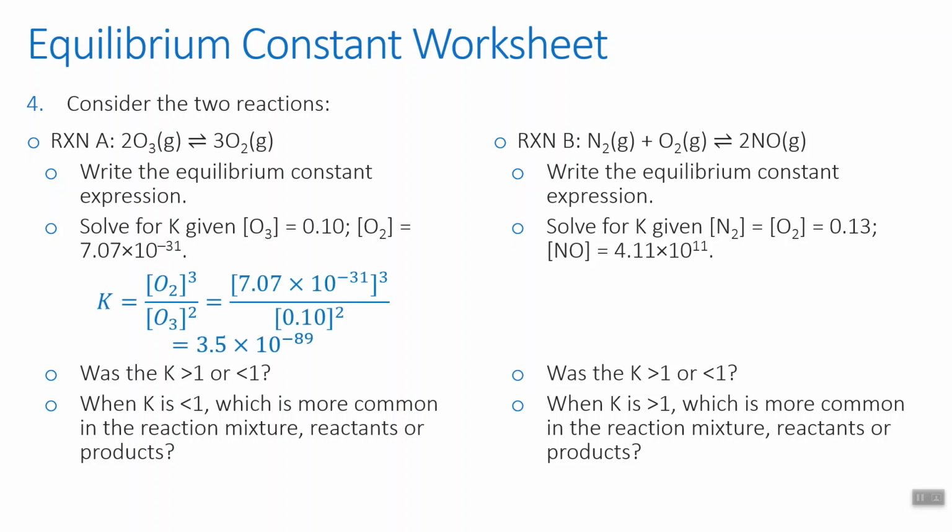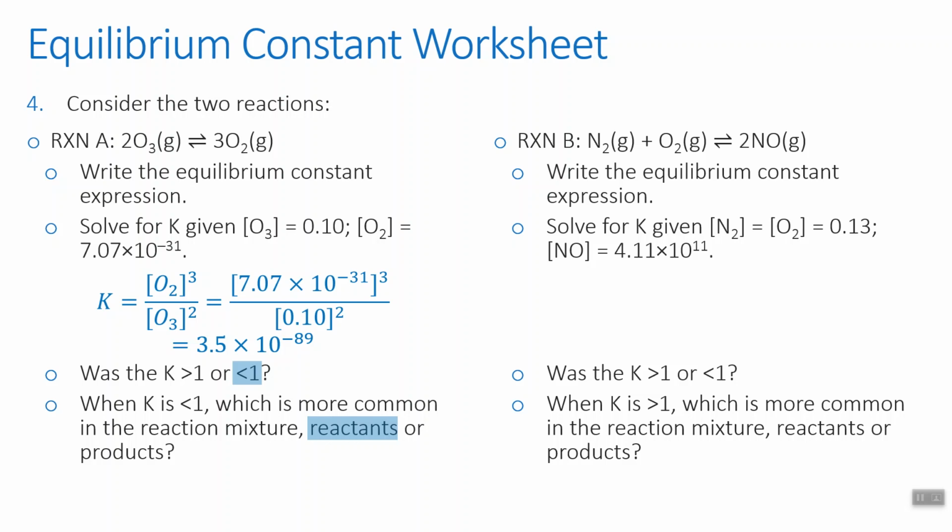So for reaction A, we have oxygen O2, and that's going to be cubed, and on bottom we have ozone, which is going to be squared. So I'm just going to plug in those given values there, and this is the value that I get from my K expression. So this K is very, very small. It's 3.5 times 10 to the negative 89. So that means you have a decimal point, 88 zeros, and then a 3 and a 5. So this is a very small K value. Because this value is small, the mixture is going to be mostly reactants.